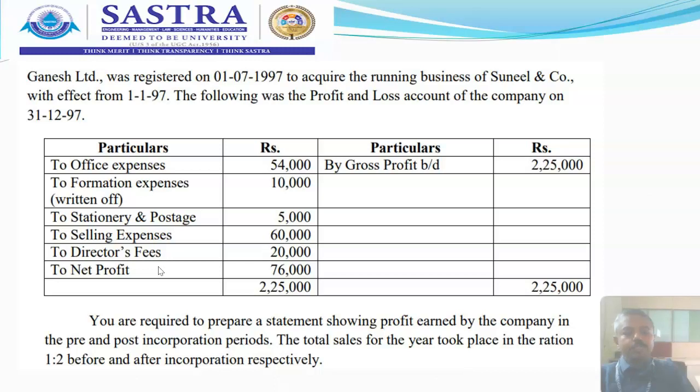That is 1:2. Now only we are using that 1:2, is it not? Which is given in the question directly, the sales ratio. We need to use that 1:2 for apportionment of selling expenses. The total amount of selling expenses given in the question is 60,000. So now we need to apportion that 60,000 in the ratio 1:2, that is 1/3 to the pre-incorporation period and 2/3 to the post-incorporation period.